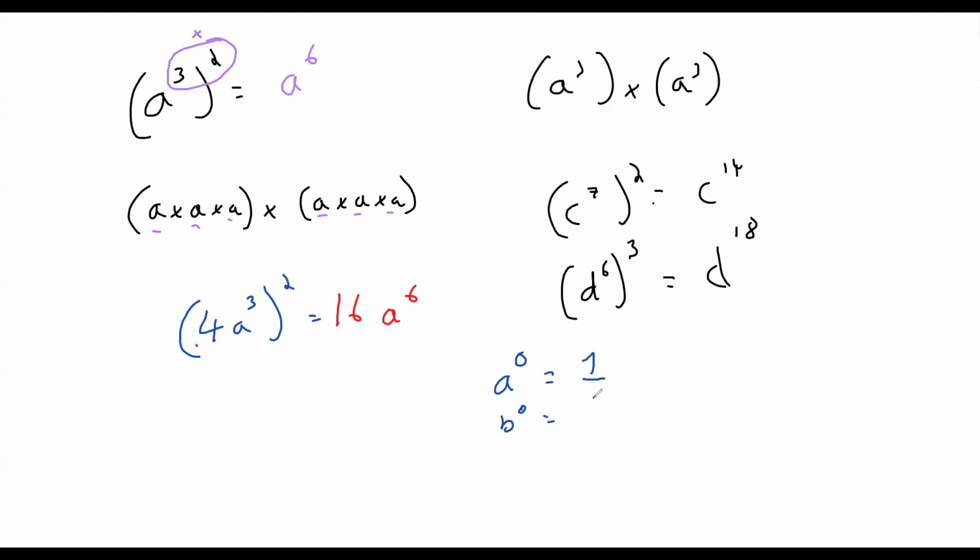b to the power 0 is 1. 2 to the power 0 is 1. So anything to the power 0 is 1. But what tends to happen, you might see something like this, 7a to the power 0. Well, I know that a to the power 0 is 1, and I know that 7a means 7 times by a. So this is saying 7 times by 1, which is 7, so that would be a final answer.